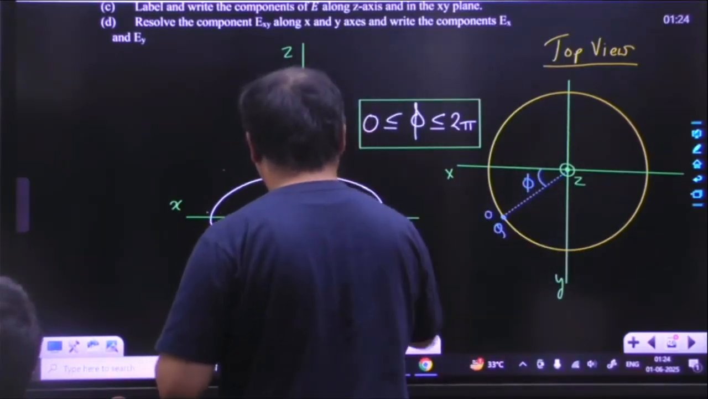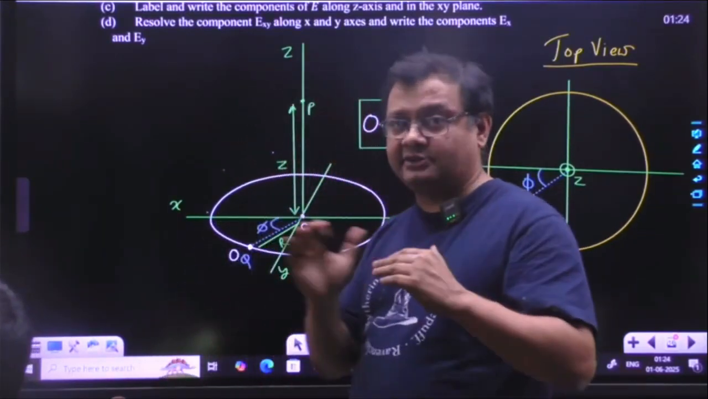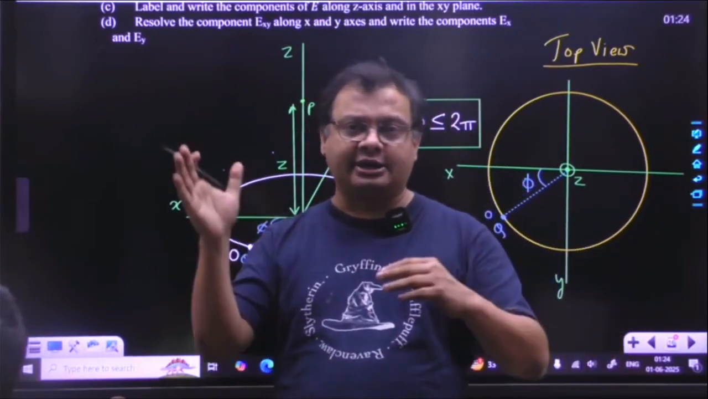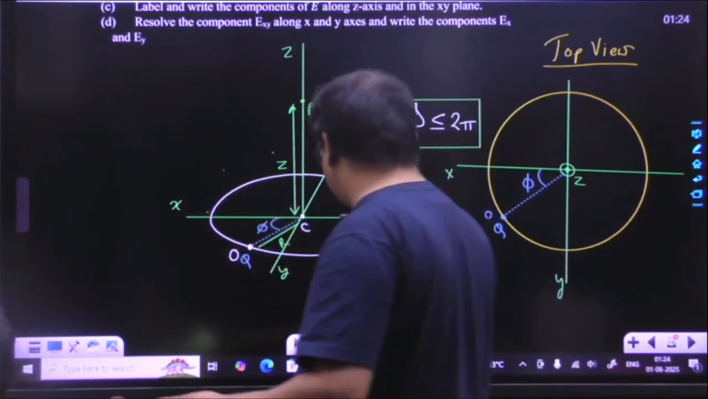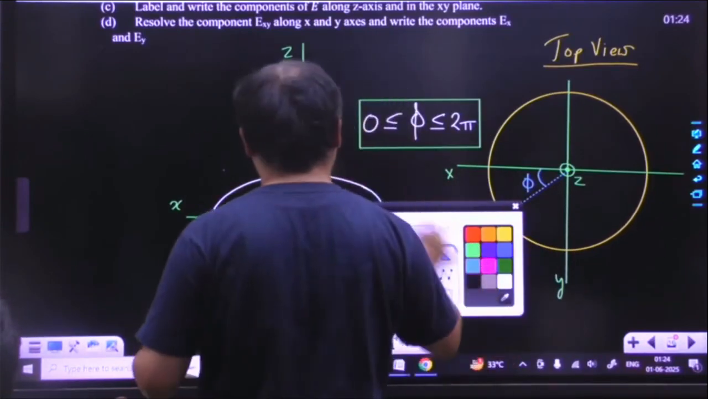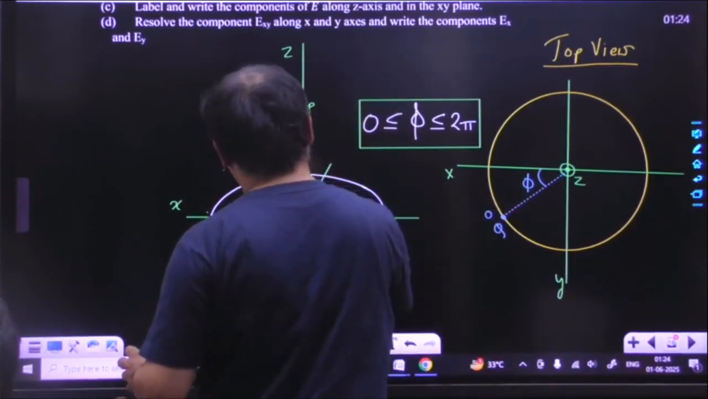R. We know the basic approach for finding the electric field due to a point charge at any target point. You make a line joining the target point with the source. In this case, the source is the point charge Q. So I'm making a line joining P with Q.